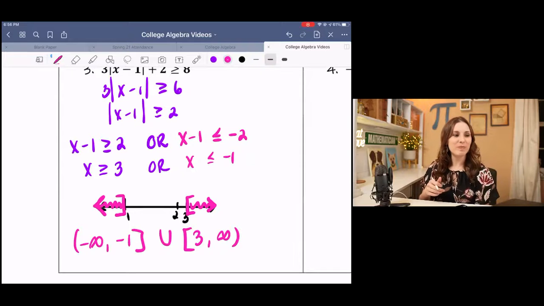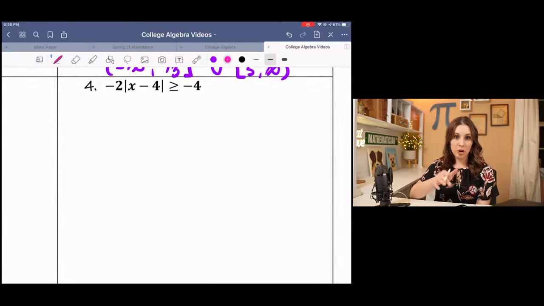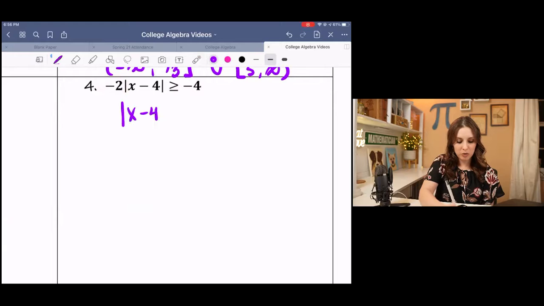We have one more. So go ahead and try this one on your own, pause it, and come back to check your answer. I will say, hopefully you haven't paused it, I will say keep watch, this is a negative. So if you paused it and came back, you should have found that when you isolate the absolute value, you have to divide by -2, which flips the inequality.